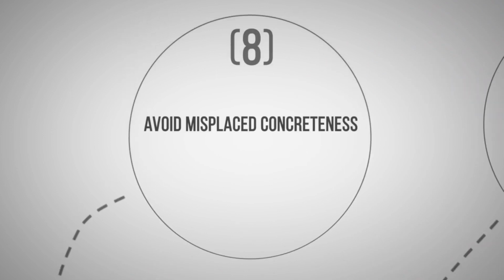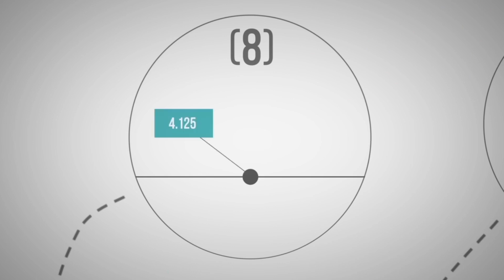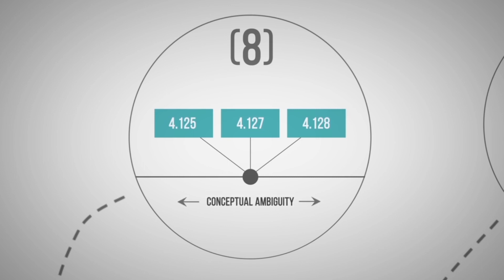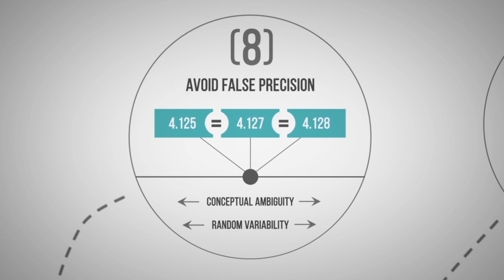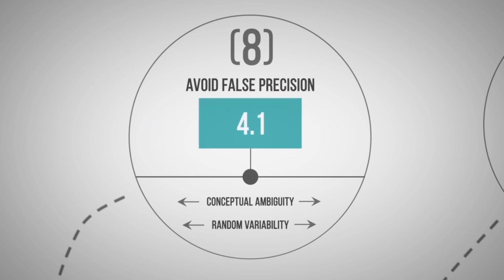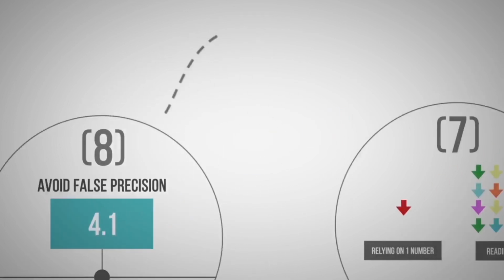8. Avoid misplaced concreteness and false precision. The journal impact factor is published to 3 decimal places to avoid ties. However, given the conceptual ambiguity and random variability of citation counts, it makes no sense to distinguish between journals based on very small impact factor differences. Avoid false precision. Only 1 decimal is warranted.